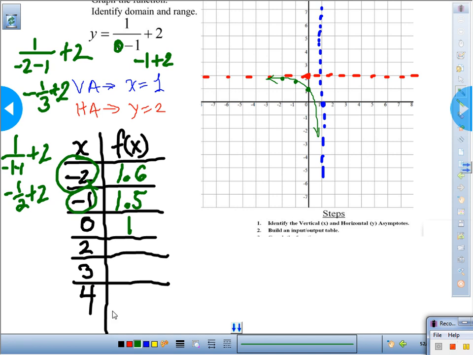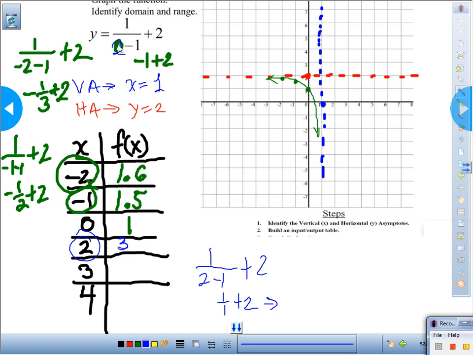This piece. Here we go. I'm going to use blue for this one. I'm going to substitute the 2 in here. So I end up with 1 over 2 minus 1 plus 2. What is 2 minus 1? 1 over 1 plus 2. That gives me 3. That goes right there.